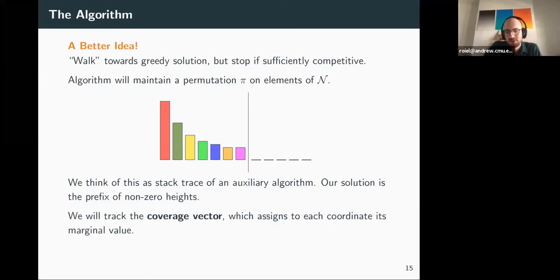We're going to track the coverage vector, okay? And I'm using this word just to mean the vector where every coordinate is the height in this diagram. It's just the marginal coverage of each element. So it's just the vector represented in this histogram.